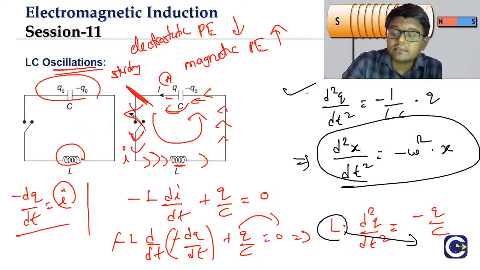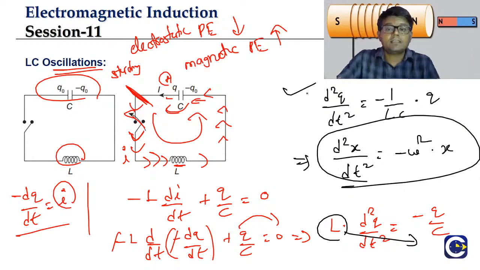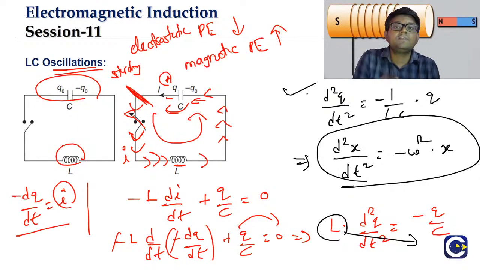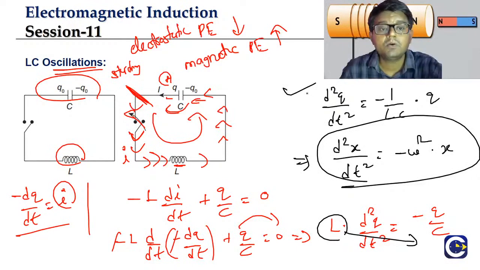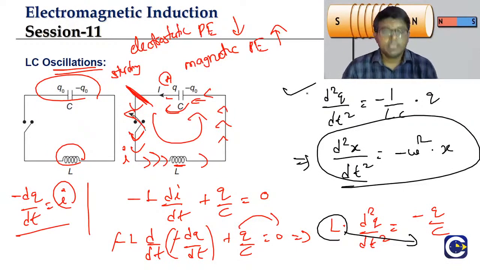Means the charge here is going to oscillate, just like the way we have the physical SHM. That is how we are able to conclude that the LC oscillations will be happening. But what is the main concept of the LC oscillations?